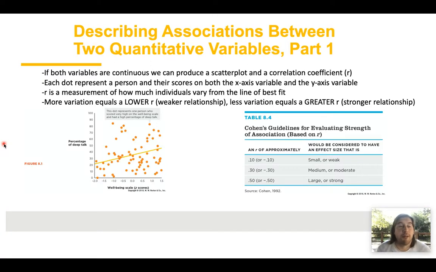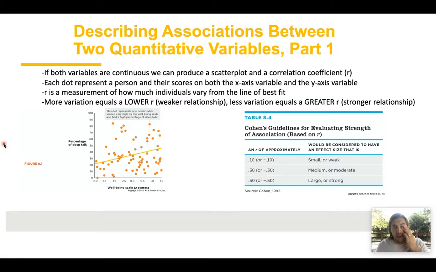So now that we've established what a correlation is and how it relates to an association claim, we need to start learning about how we describe that association. It's not good enough to say there is an association. We need to be able to describe, is it positive? Is it negative? Is it no association? But then if there's a positive or negative association, what's the magnitude of the association? Is it weak? Is it moderate? Or is it strong?